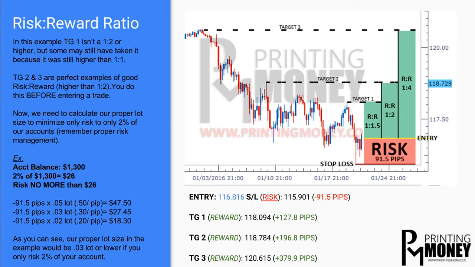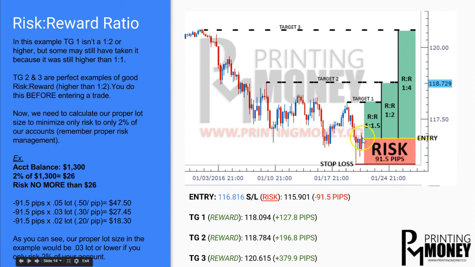Okay, here is an example of a pre-planned risk to reward ratio. Okay, in this example, target 1, which is this right here, isn't a 1-to-2 ratio. As you see, this is the risk area. This was the AUD/JPY 4-hour chart.